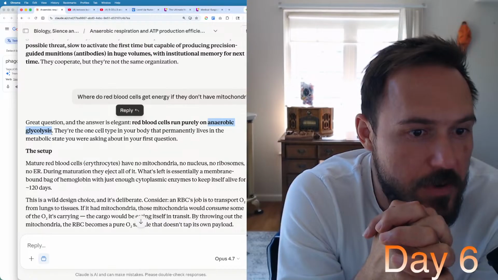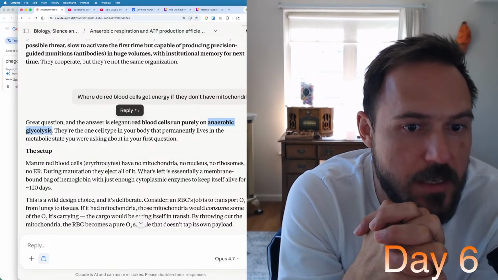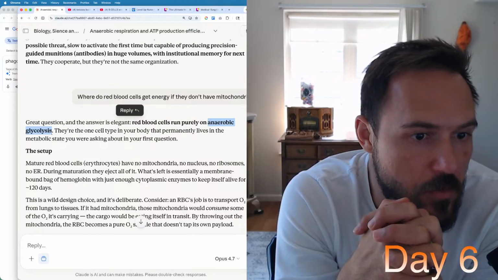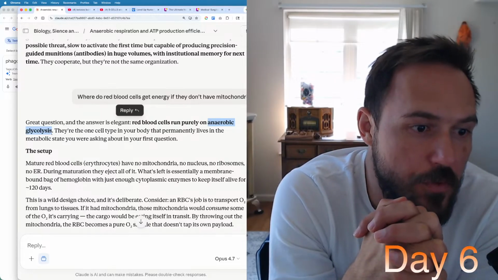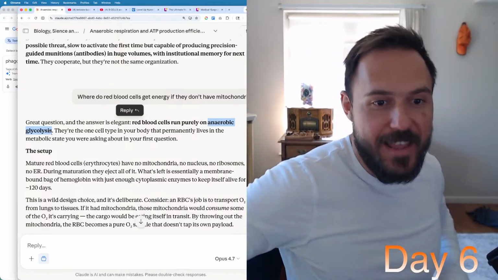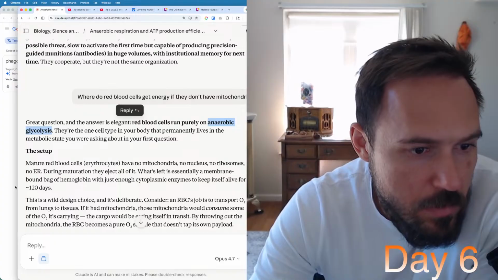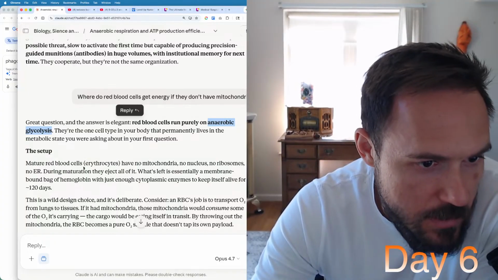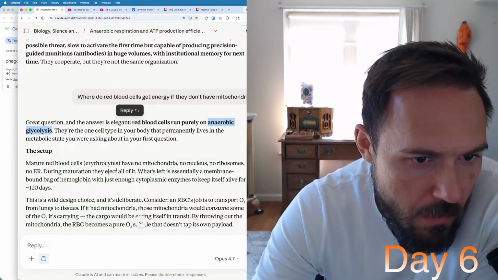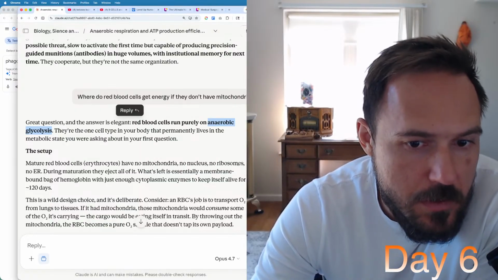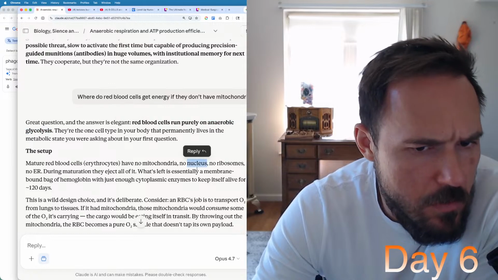They are the one cell type in your body that permanently lives in the metabolic state you were asking about in your first question. We connected the dots. The setup: mature red blood cells, erythrocytes, have no mitochondria, no nucleus, no ribosome. No nucleus.